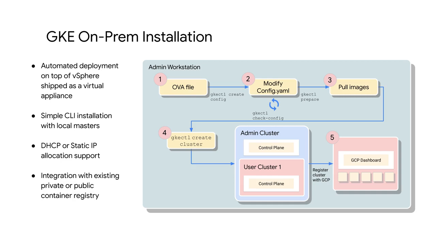Now, you can use either DHCP or static IP addresses for your virtual machines. It's up to you. We found that companies do about 50-50. Some of them would like to use DHCP, some of them would like to use static IP addresses. And it integrates with your existing private or public container registry, and that's really important. That was really important for the clients as well. So that's the general idea.